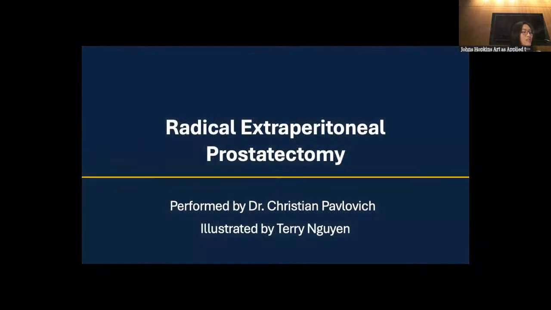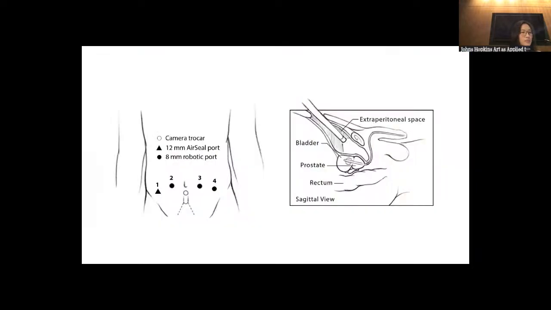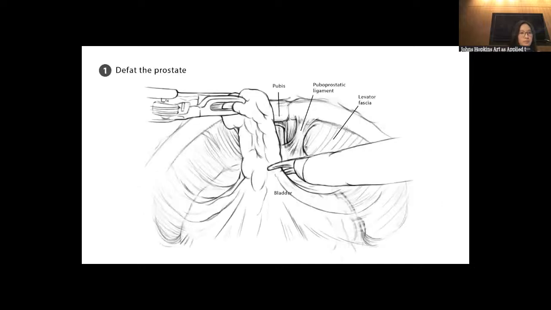For my second surgical illustration piece, I observed a radical extraperitoneal prostatectomy with Dr. Christian Pavlovic. The extraperitoneal approach of this surgery allows access into the pelvic cavity without even entering the abdominal cavity. In this image, the patient's feet are pointed into the slide. The surgeon first removes the fatty tissue overlying the endopelvic fascia and prostate.